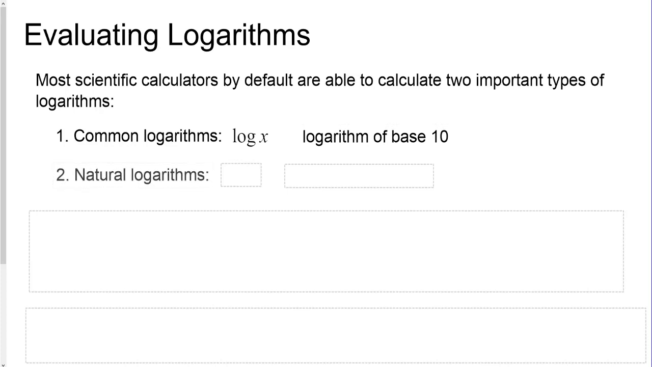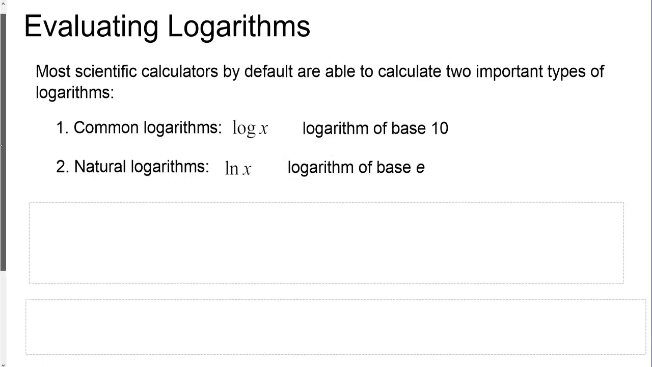Also, natural logarithms are able to be completed on any of your scientific calculators, and that's where you see ln x, which is a little strange as well, but the ln x is just a shortcut for a log base e. So a logarithm of base e.